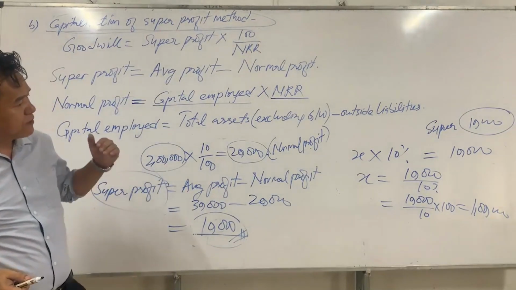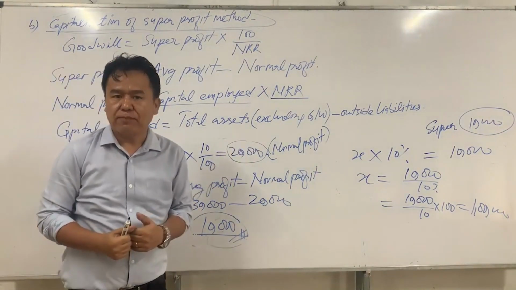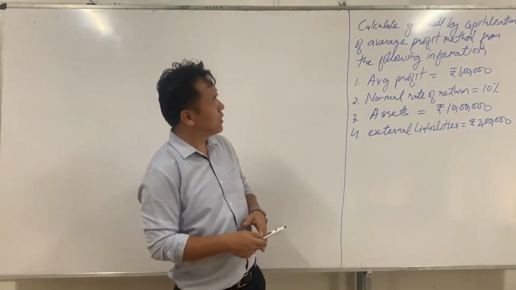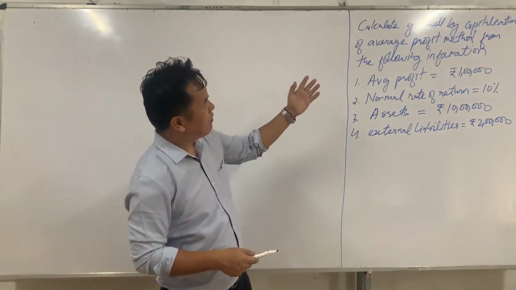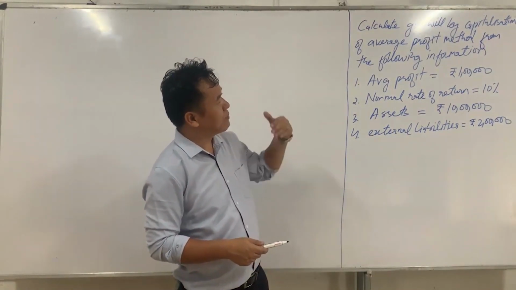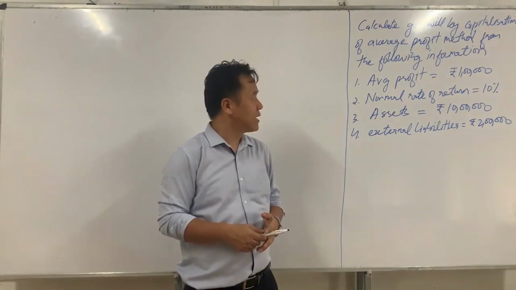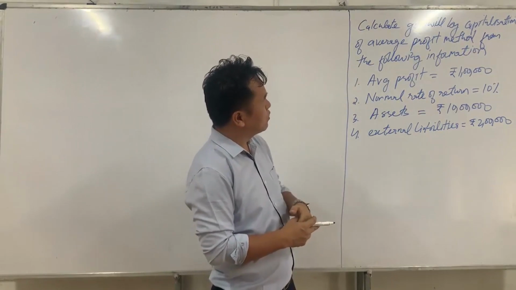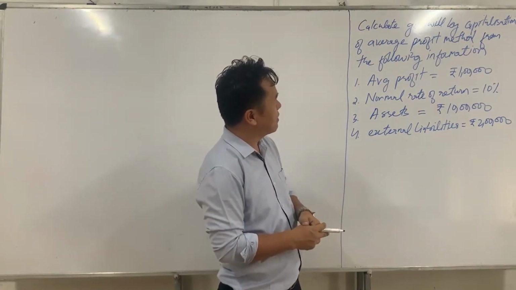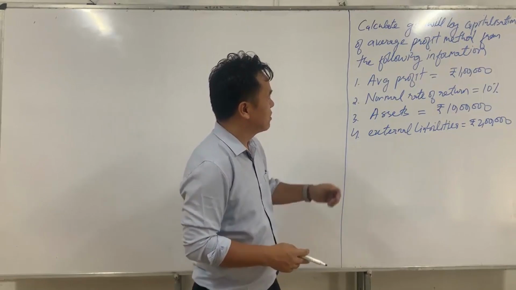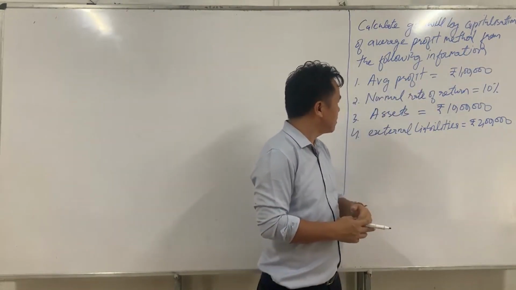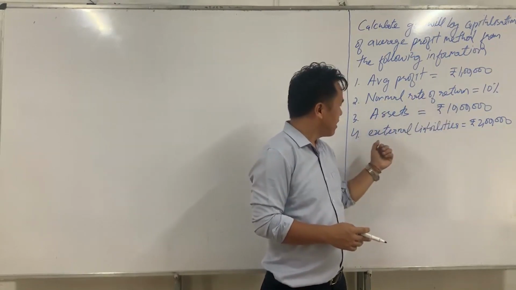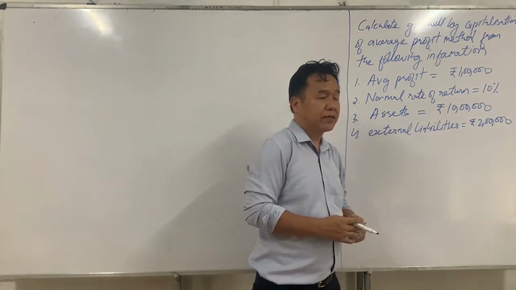Okay, now let us solve some problems regarding the topic. Let us calculate the firm's goodwill by using the capitalization of average profit method. I will read the question first. Calculate goodwill by capitalization of average profit method from the following information. Average profit is rupees 1 lakh, normal rate of return is 10%, total assets are 10 lakh, and external liabilities are rupees 2 lakh.